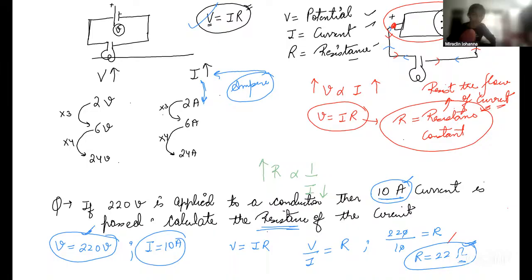So we ignore the zero in 10. You cancel the 0. 22 by 1 is basically 22. If the denominator has 1, then we don't have to write this 1 again and again. Did you understand?